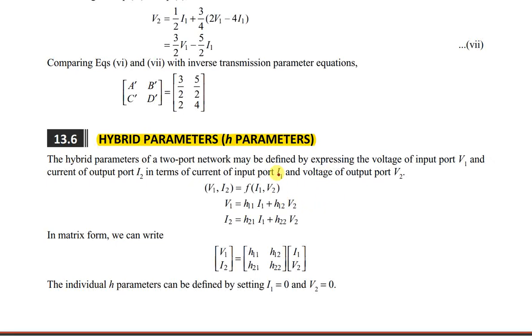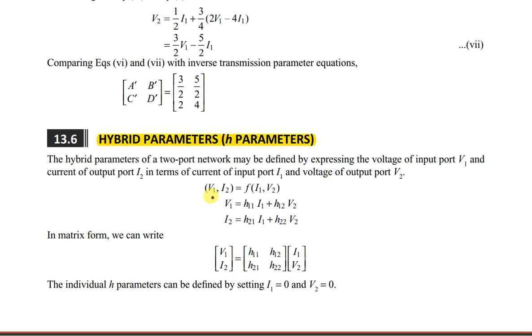In this video, I'm going to explain H parameters. H stands for hybrid parameters. Why is it called hybrid parameters? Because we are expressing input side voltage and output side current. In Z parameters, we express V1 and V2, voltages, in terms of currents. In admittance parameters, Y parameters, currents are expressed in terms of voltages.